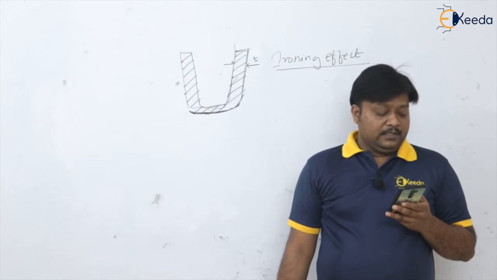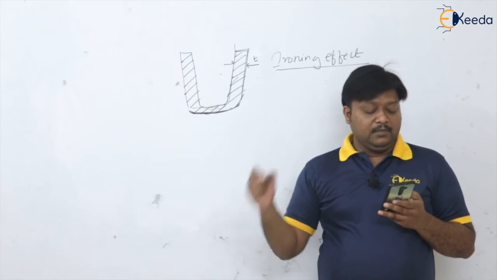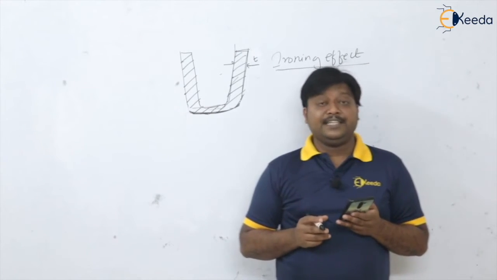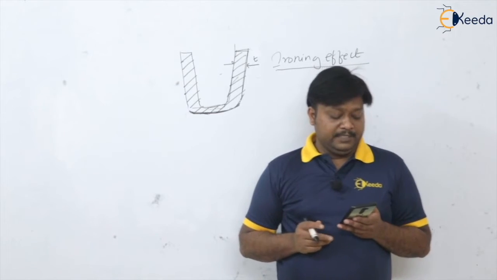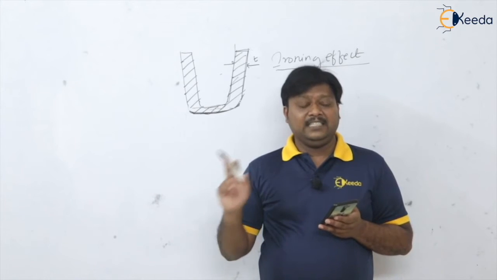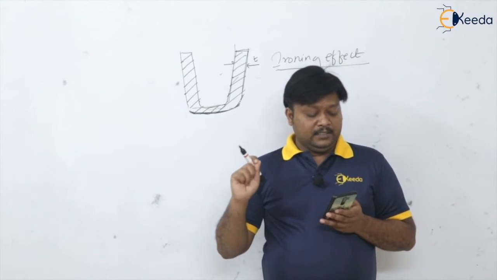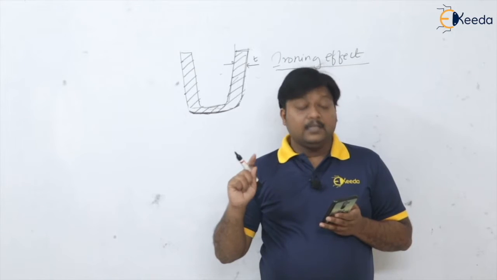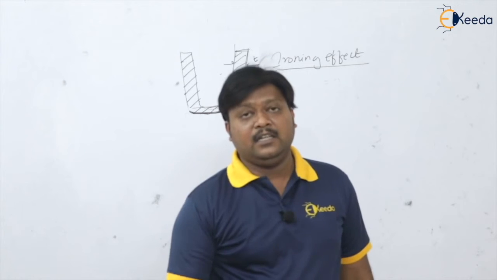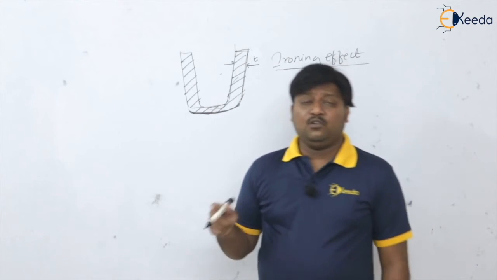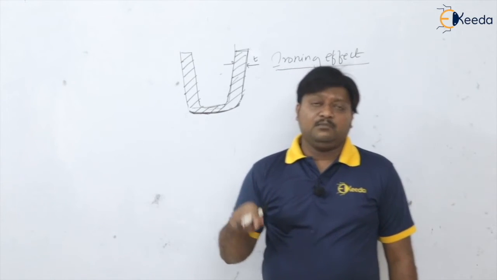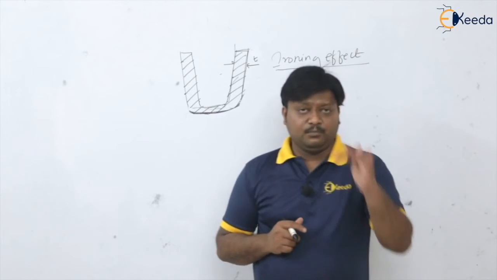Next question. In bending operation, if the modulus of elasticity is increased, keeping all other parameters unchanged, the spring back will be? Keeping all the parameters unchanged, if we increase the modulus of elasticity, they are saying increasing the modulus of elasticity. So we know that the modulus of elasticity and the spring back effect are inversely proportional. If you are increasing the modulus of elasticity, spring back is going to decrease.